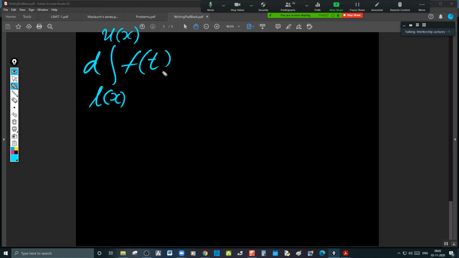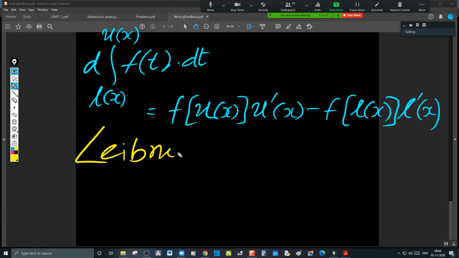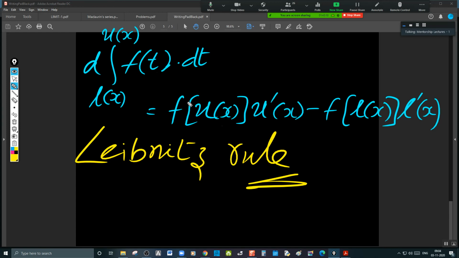Particularly in the higher level problems, the usage of this formula is there. You must be getting this in integration. So, f of u of x into u dash x minus f of L of x into L dash x. This is Leibniz rule, please. Visualize this: upper limit substituted in the function into its derivative, minus lower limit substituted in the function and its derivative. That's it. Okay.